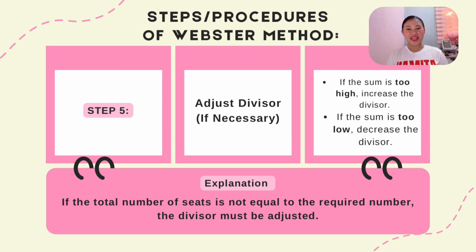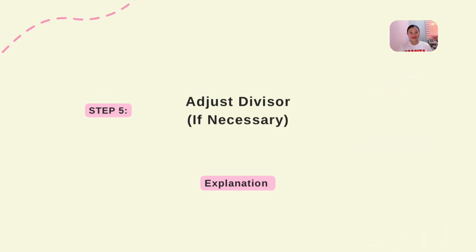Step 5. Adjust the divisor if necessary. If the total number of seats is not equal to the required number, we move to the next step, which is adjusting the divisor. If the total seats are too high, we increase the divisor. If the total seats are too low, we decrease the divisor.